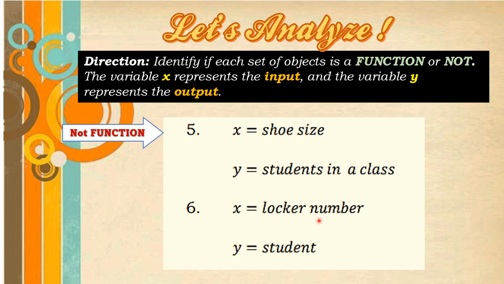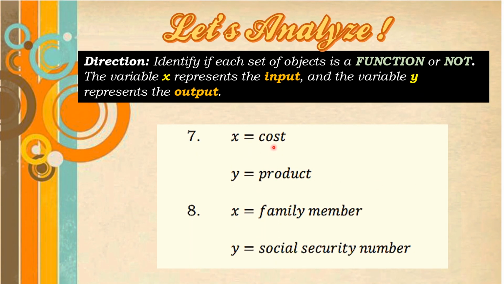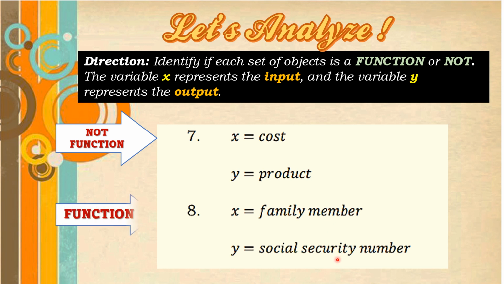Number 6, locker number to student. This is one-to-one. Therefore, it's a function. Number 7, cost versus product. This is one-to-many, since there are a lot of products having the same price or cost. Therefore, this is not a function. Number 8, family member versus social security number. This is one-to-one correspondence. Therefore, this is a function.